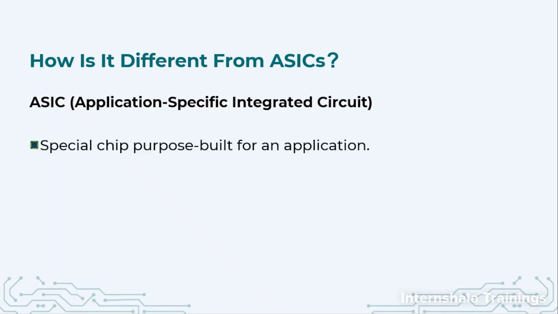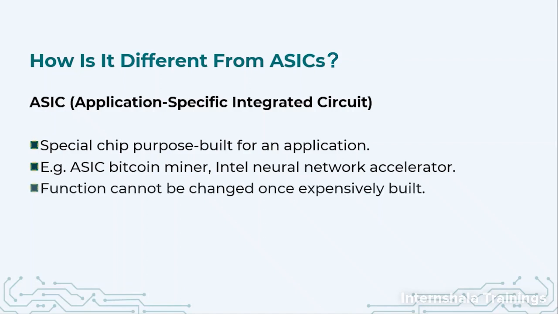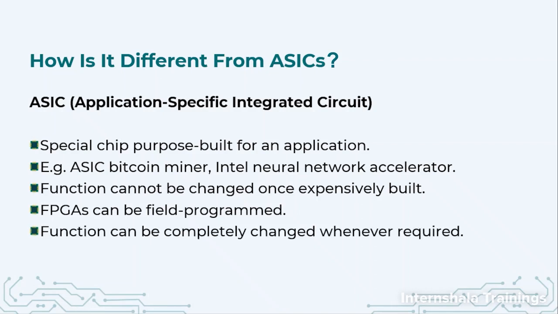Now these are special chips which are built only for one application. So if I have a chip for a drone, it will work only for that drone, only for that model. A few more examples are Bitcoin miner, Intel neural network accelerator, and so on. These functions cannot be changed once they are built. And on the other hand, FPGAs can be programmed. We can reconfigure them. Functions can be completely changed.